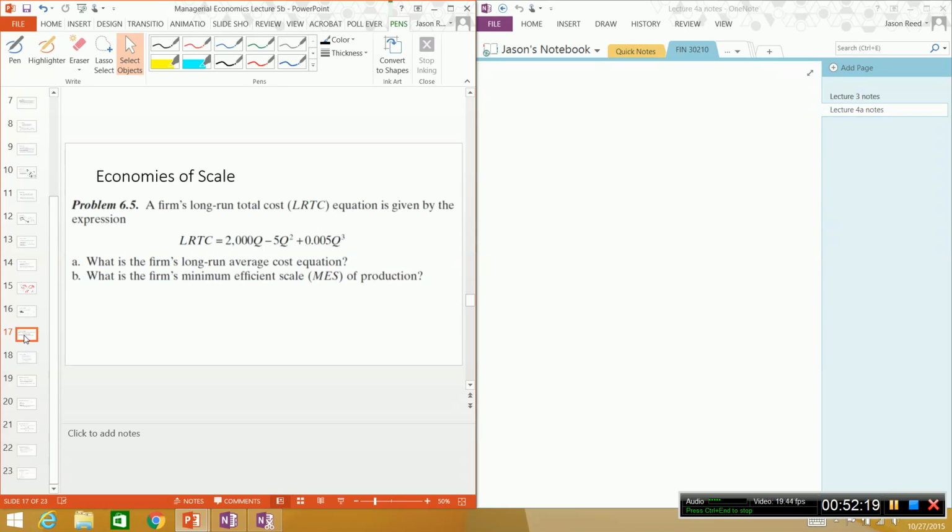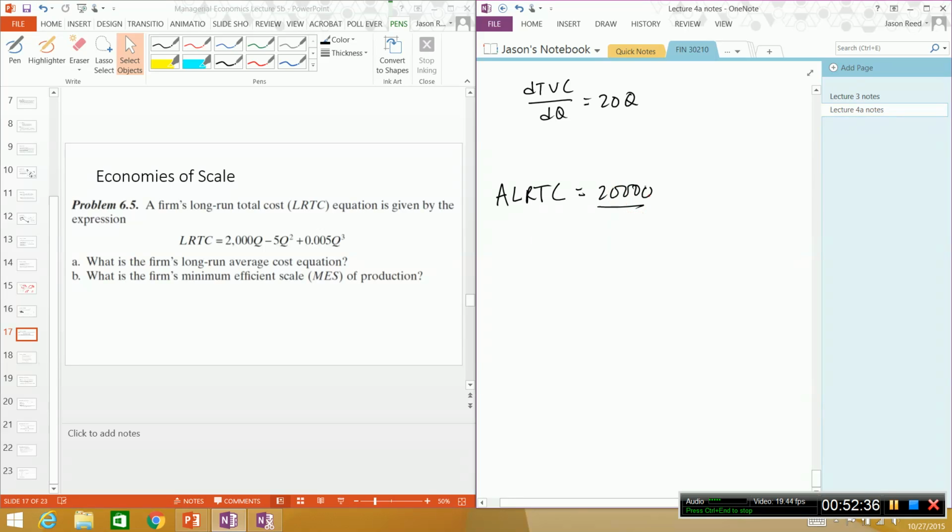But let's solve a problem. So the firm's long-run total cost curve is given by this expression. So what is the firm's long-run average cost equation? We just want to know the long-run average cost equation. So average long-run total cost is going to be 2,000 divided by Q minus 5Q squared divided by Q plus 0.005 Q cubed divided by Q, so that we get 2,000 over Q minus 5Q plus 0.005 Q squared.